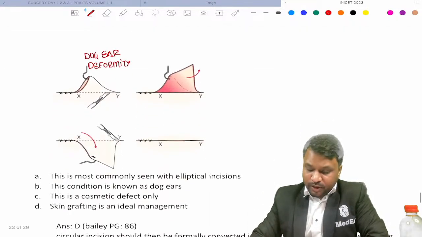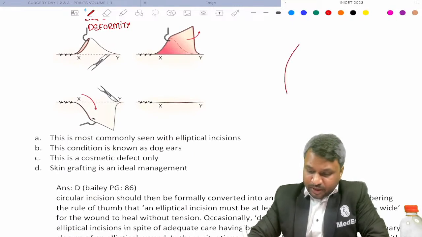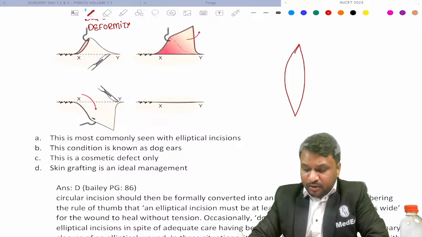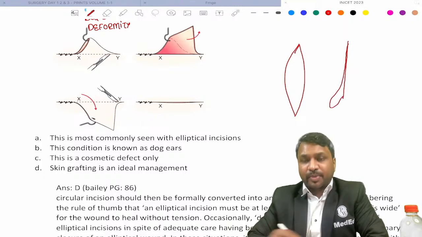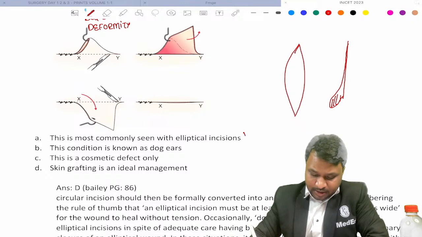Now we're talking about which of the following is false, correct. Now if you give an elliptical incision, and if you don't close properly, what will happen is that as the closure occurs at one end, you will see that there'll be excessive skin. This is what we call dog ear. This is correct. This condition is dog ear. It is a cosmetic defect only.